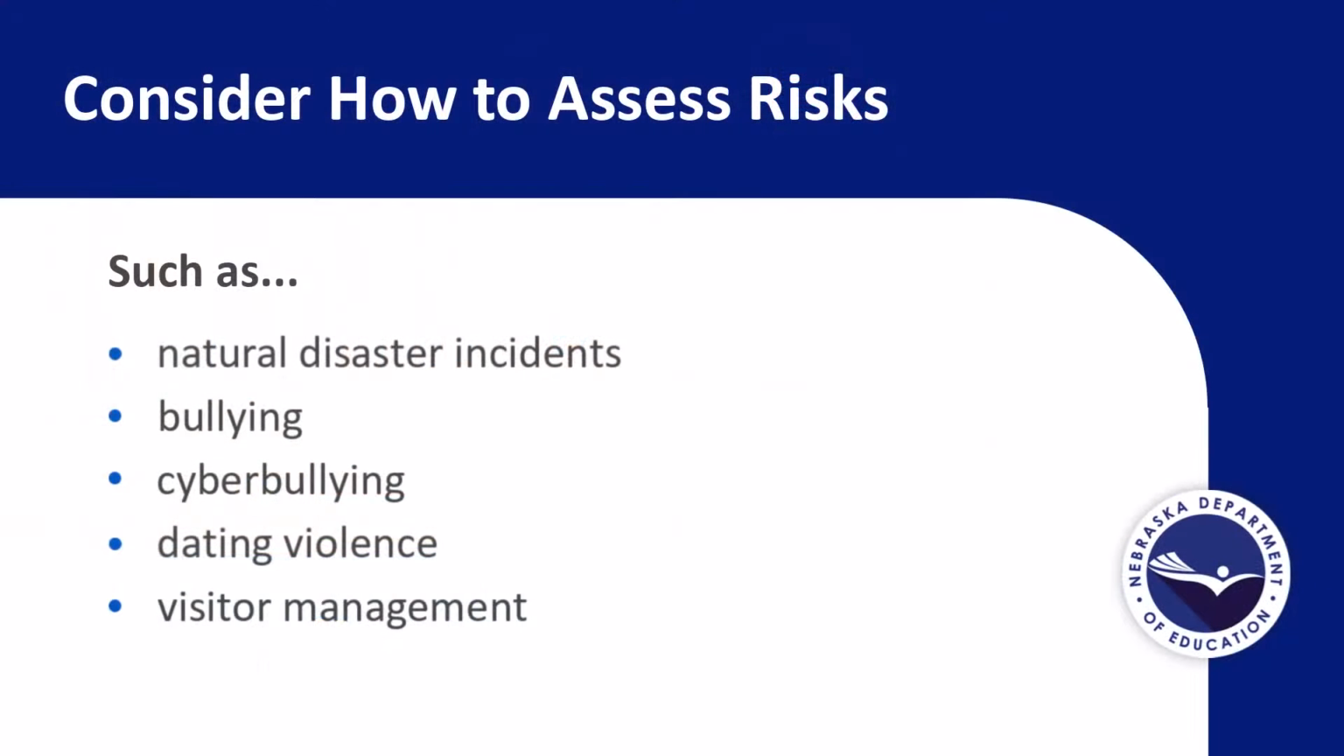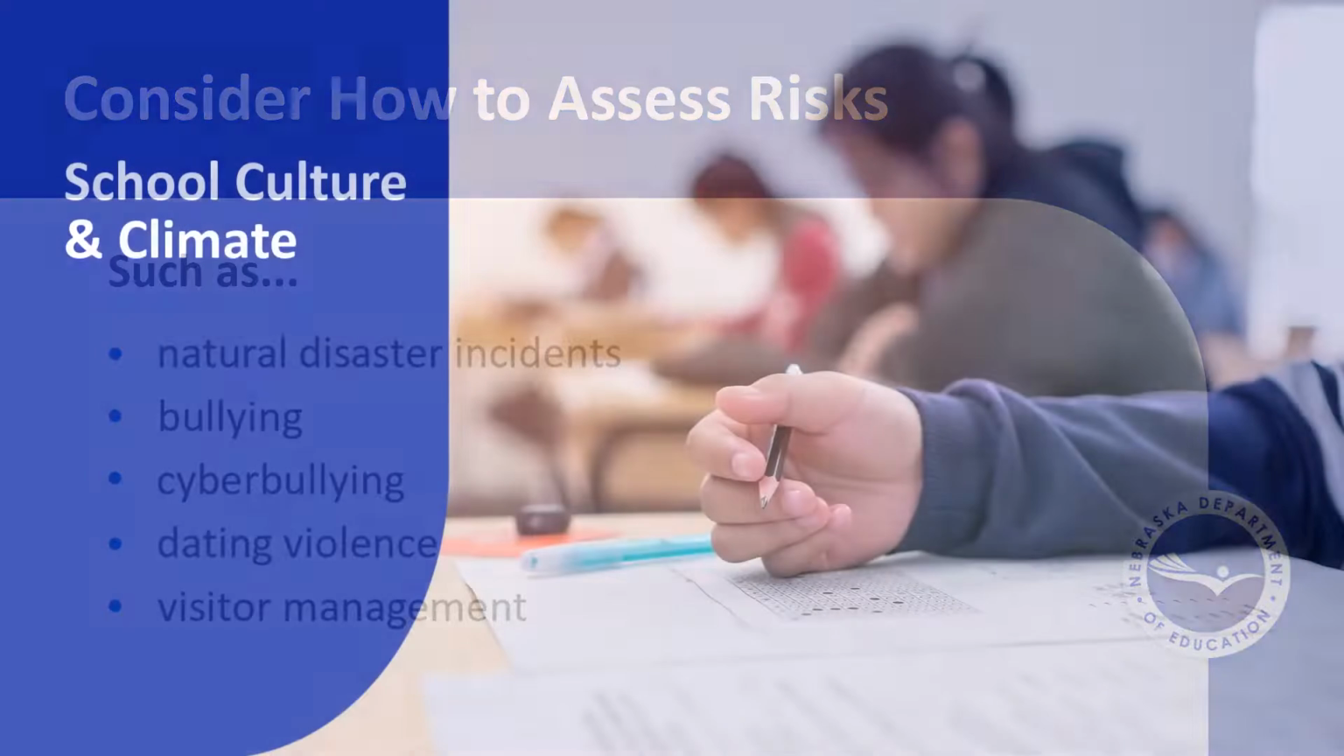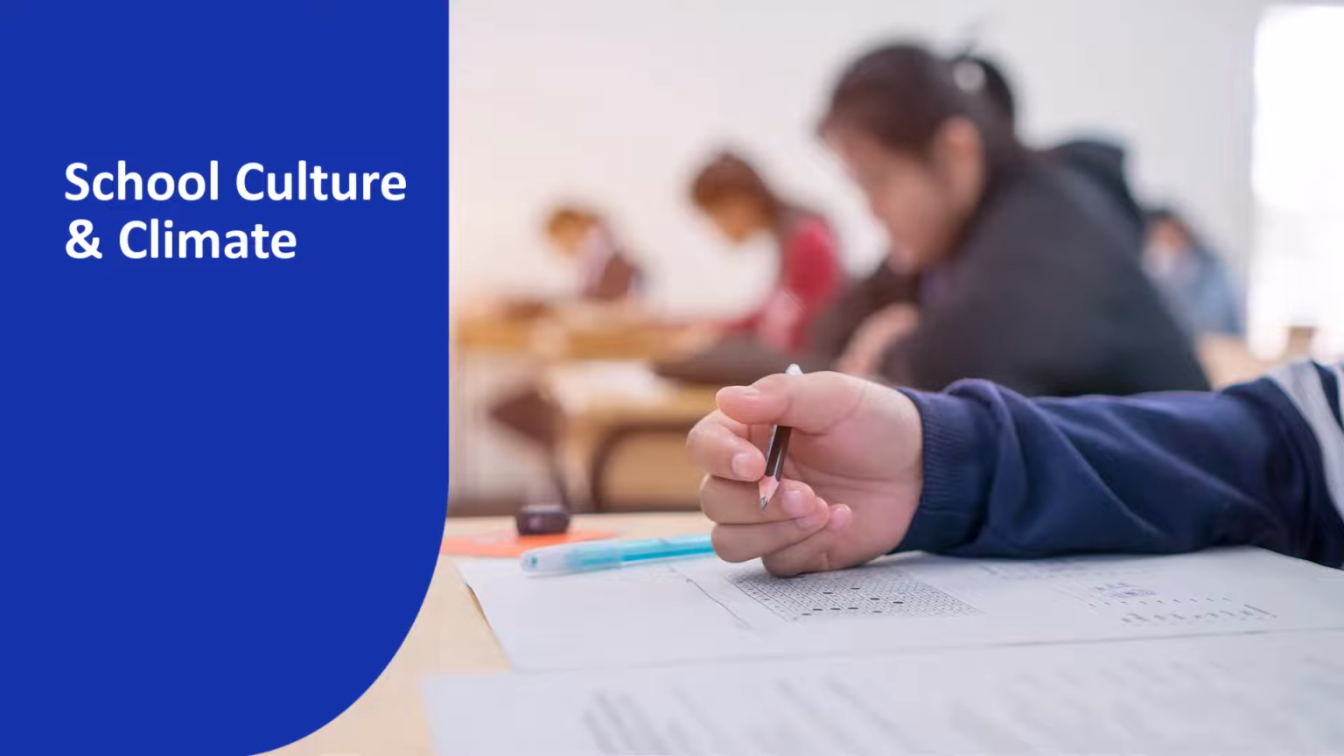Next, your team will want to consider how you will assess risk. While emergency planning includes identifying hazards and planned responses to natural disaster incidents, make sure you are also planning for in-school occurrences such as bullying, cyberbullying, and dating violence, as well as visitor management. Your safety team may consider ways to assess school culture and climate through surveys.